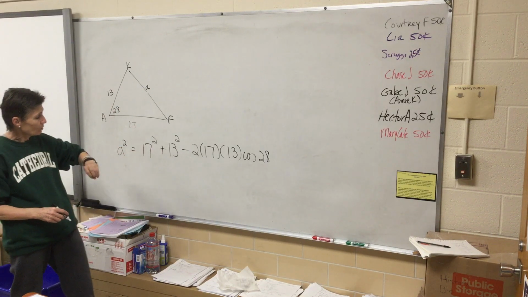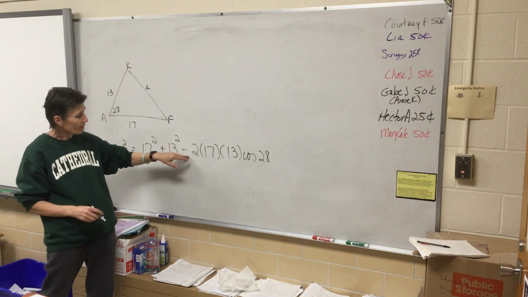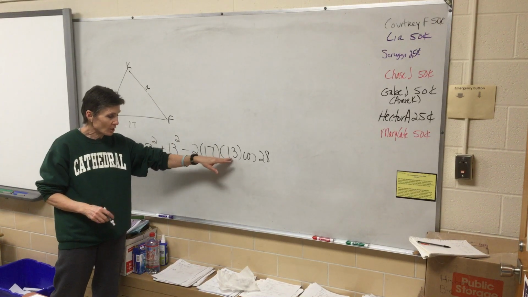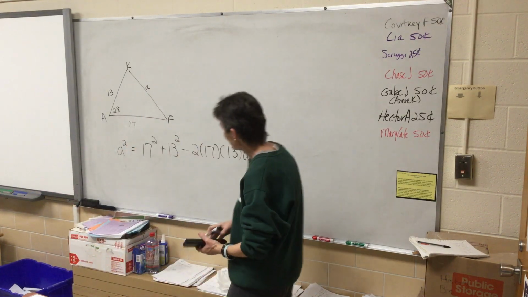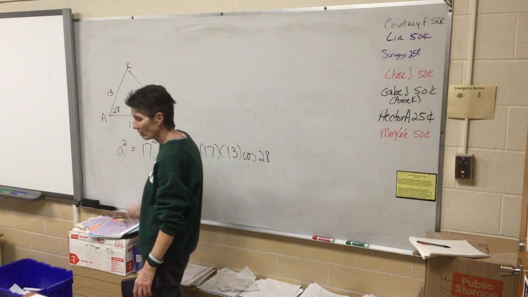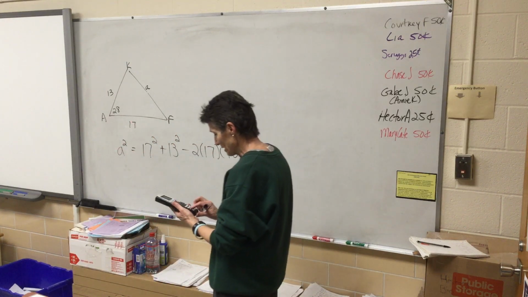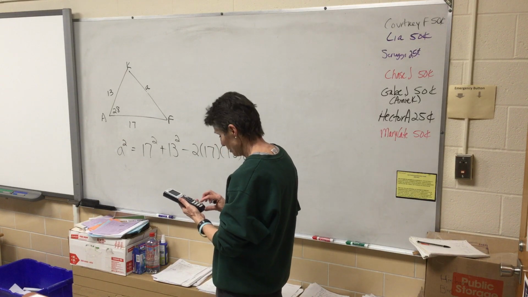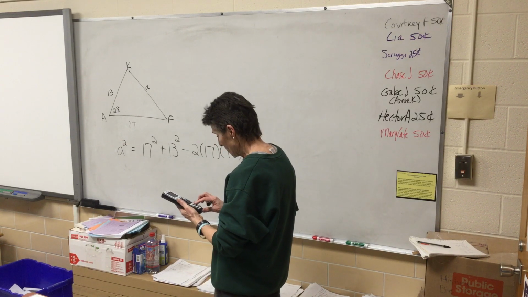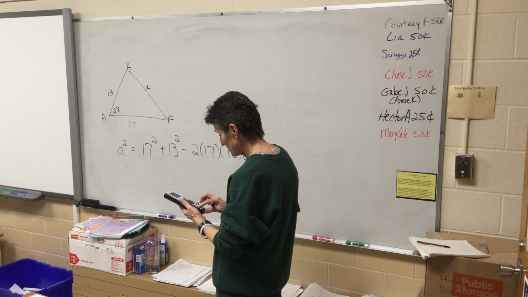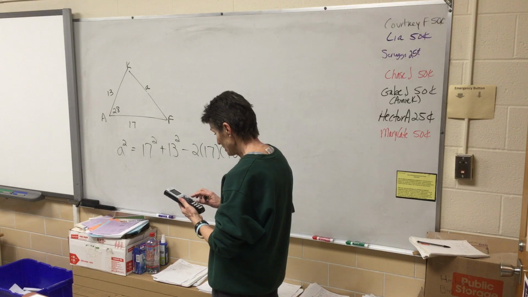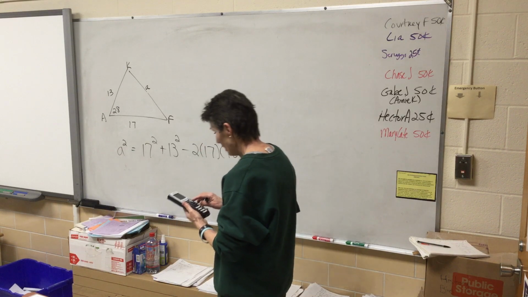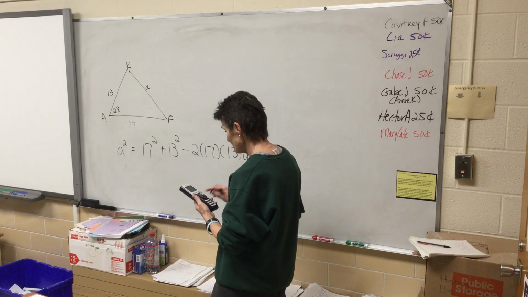So we square one plus square the other one minus 2 times them times each other times the cosine of 28. Perfect. And any time that your variable is just sitting over here all by itself, you just type it in. So 17 squared plus 13 squared minus 2 times 17 times 13 times cosine 28. Now your calculator should already be set in degrees. If it's not, make sure it is.